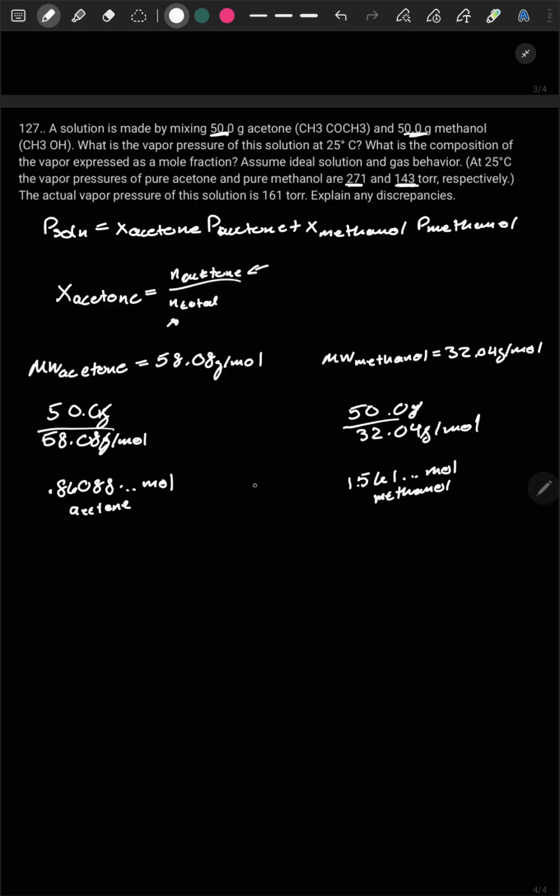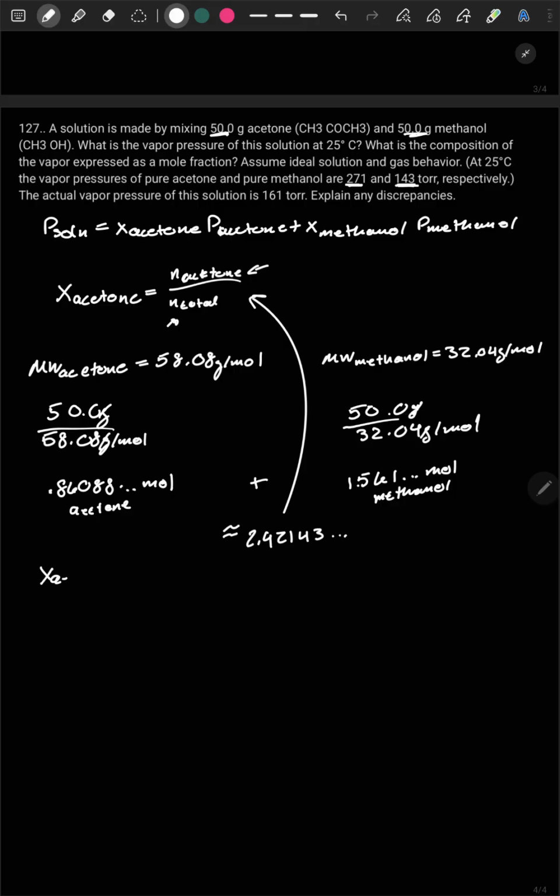Well, if we add these together, we'll get the molar total. So let's go ahead and find that. The molar total is equal to about 2.42143 moles. So we actually have all of the values that we need to plug into this equation.